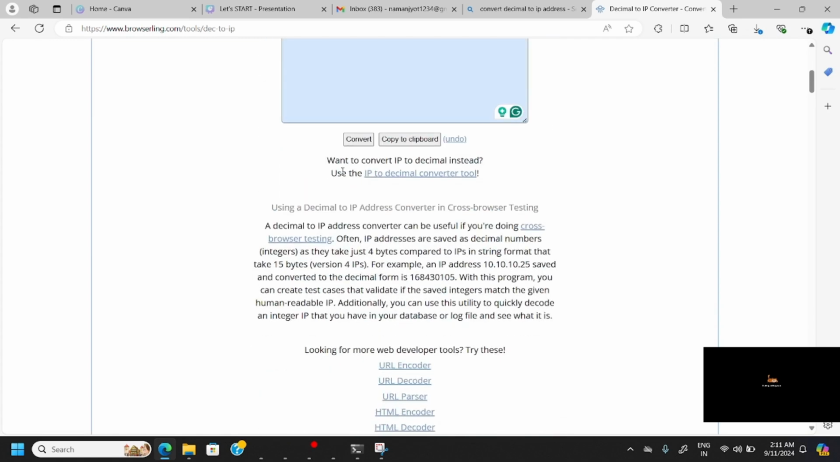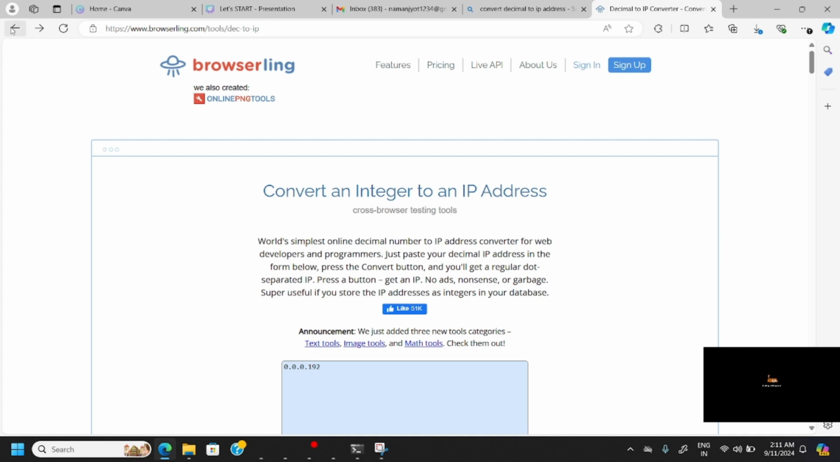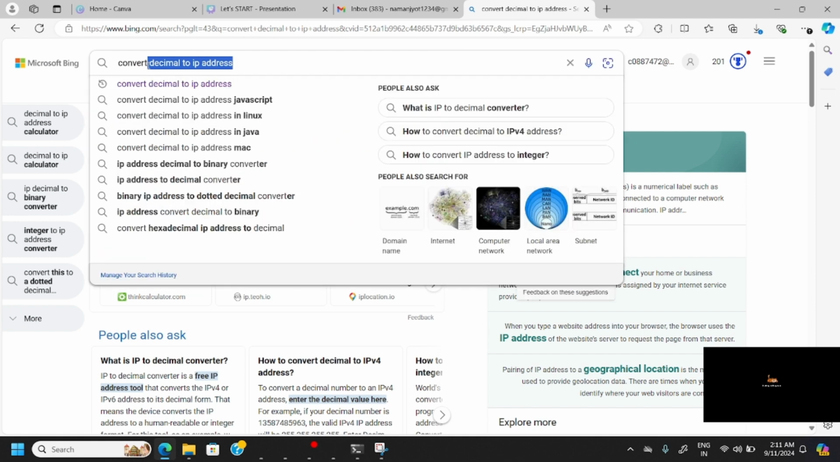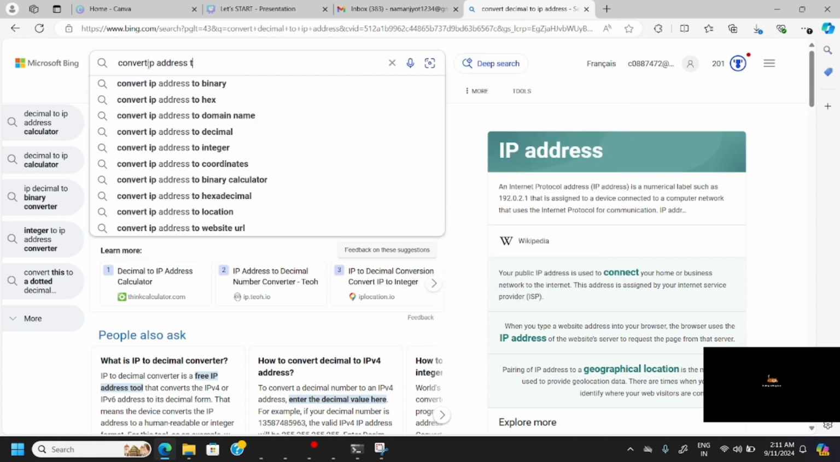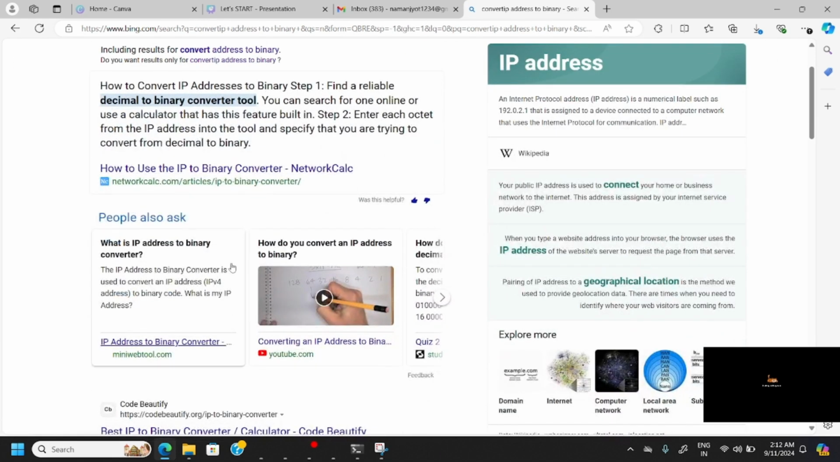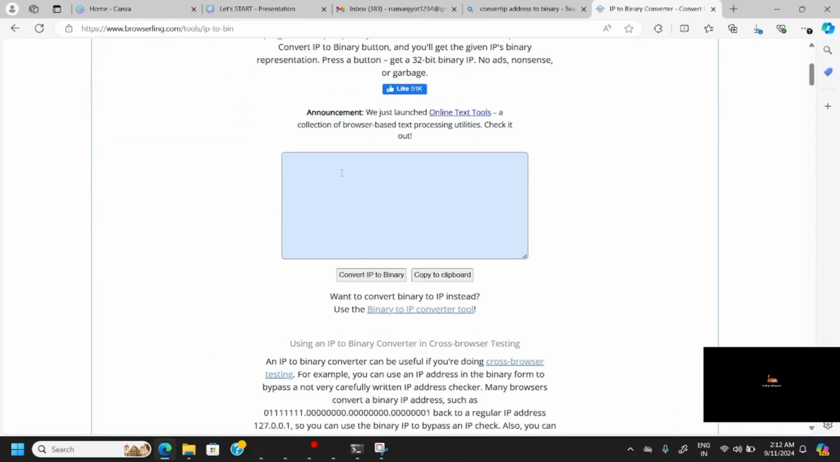This is something different. No. Oh, IP to binary. Online calculator. Let's see. 192.168.2.13 it is, right? So this is the representation.